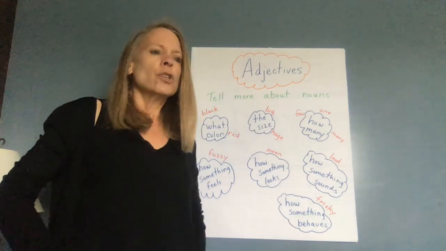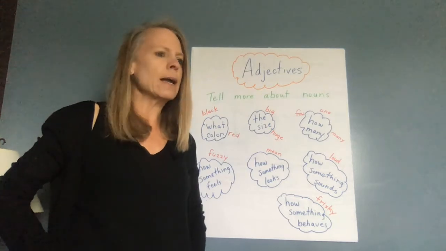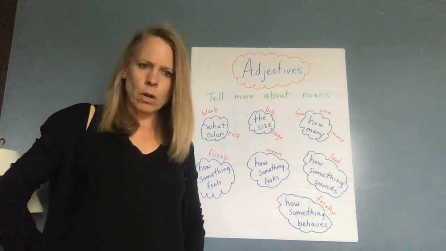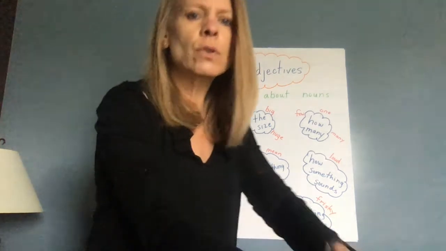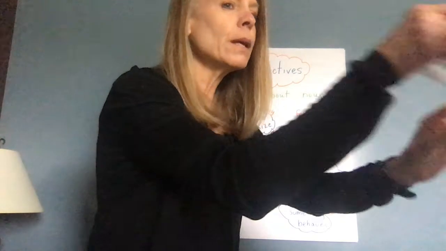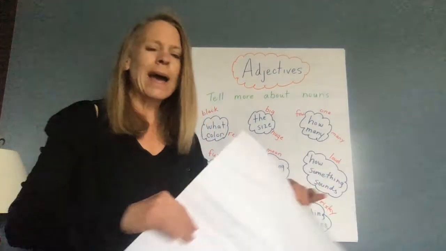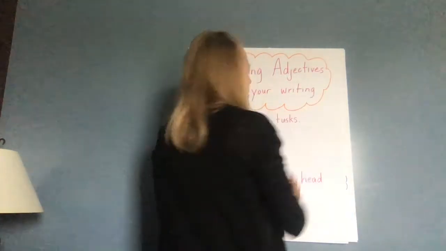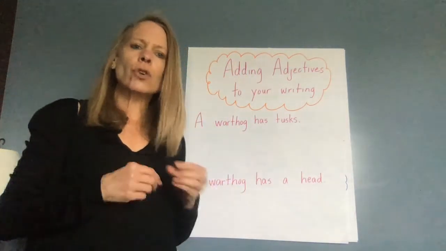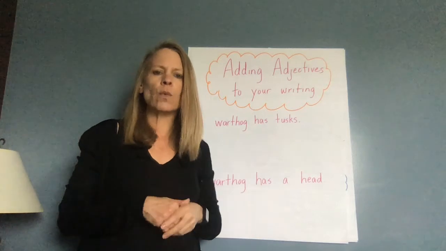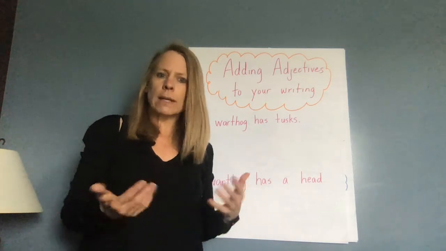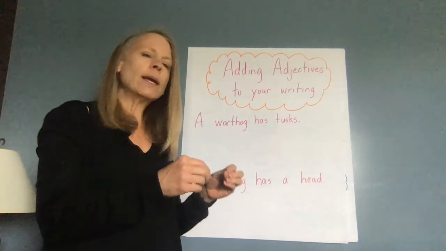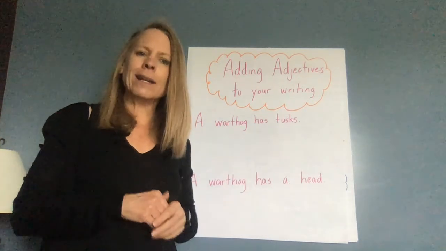All right. So today, what I want to do is I did my story about the warthog. So I'm going to use my paper to help us know how do we do that. Okay, again, when we're adding adjectives to our writing, we are trying to paint a picture for the reader. That's what we're doing. And the better a picture that we can paint, the better our writing is.